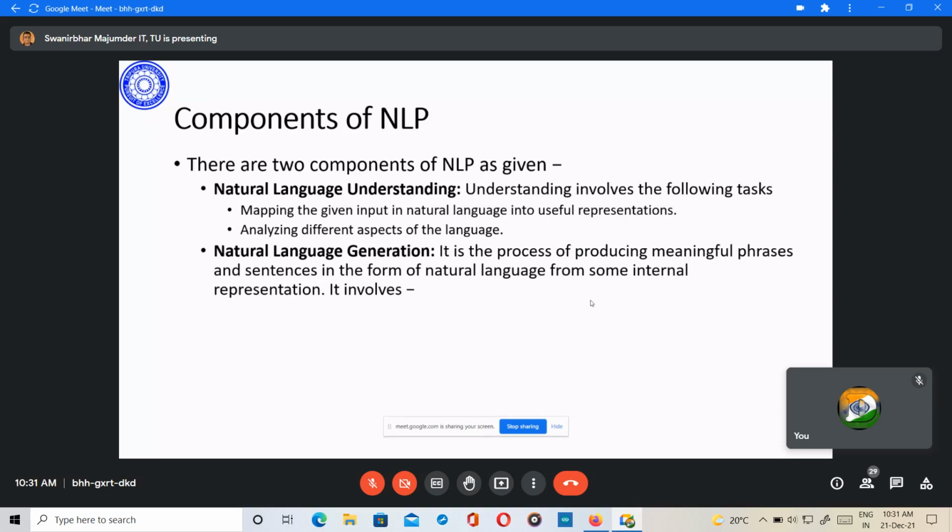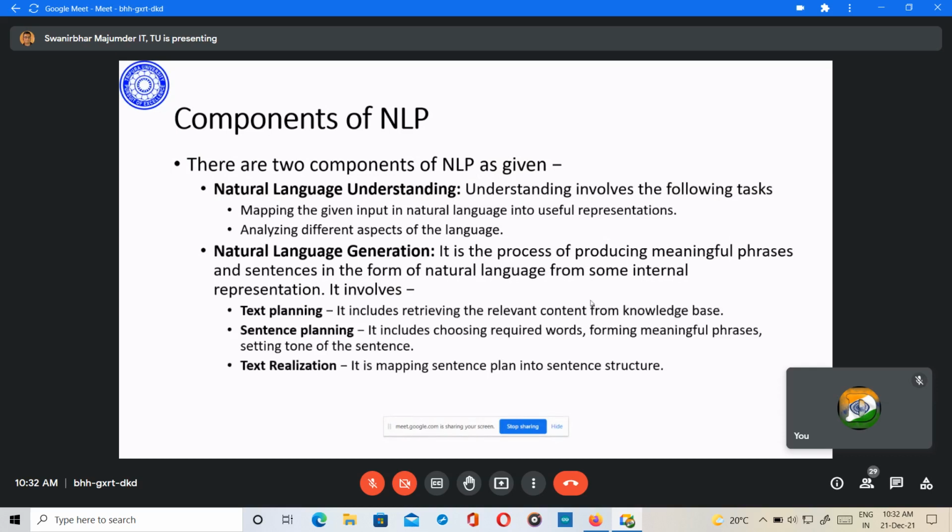And another part is natural language generation. This is another tough thing, where you have the process of producing meaningful phrases and sentences. It means the system will speak out to you, and the system speaking out to you is much tougher. So here you can have the natural language from some internal representation. It involves text planning, how you are planning the text, then sentence planning, how you are choosing the sentence, and text realization. So these are all different research objectives that are there.